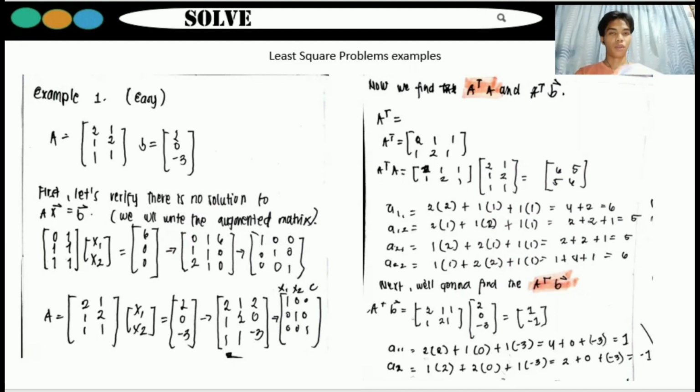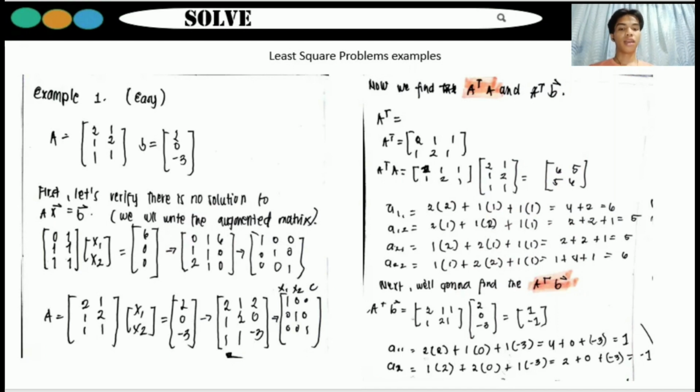So here for our augmented matrix, we will write it, so it means that our A and also our B will be put together. So from our A to 1 1 and 1 to 1, and for our B is 2, 0, negative 3. So using the row echelon form, the first column will be the coefficient of x1, the second column will be our coefficient of x2, and column 3 would be our constant.